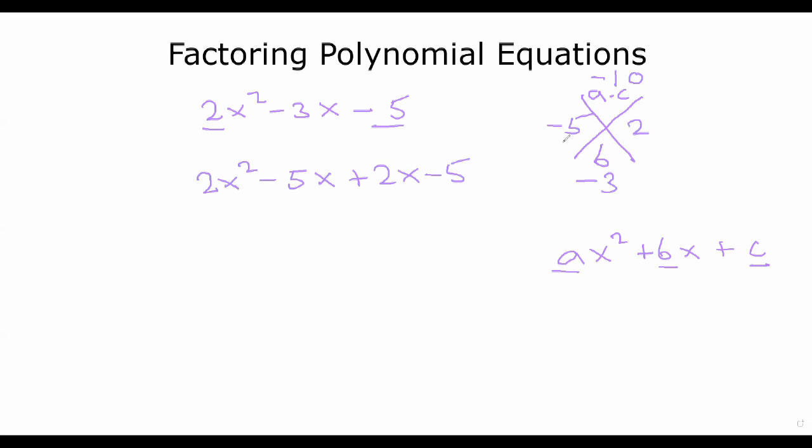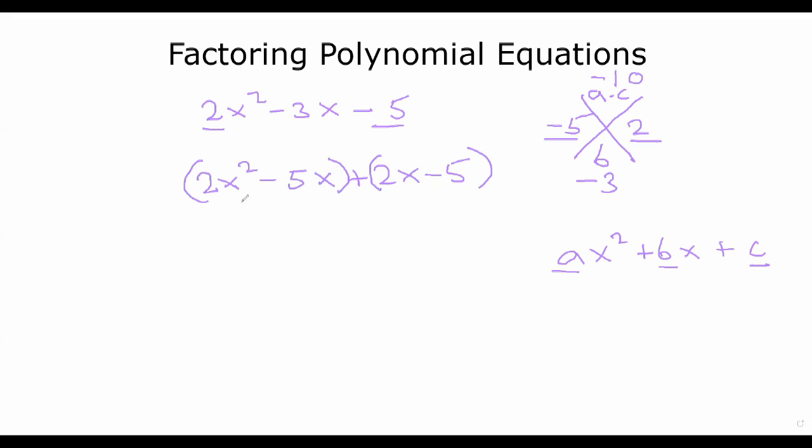So what I've done here is I've taken my two answers to my diamond method and I plugged them back in for this middle term and attached an x to each one, because what we can do now is factor by grouping. If we put parentheses around each chunk, we're going to take out the GCF and factor by grouping.